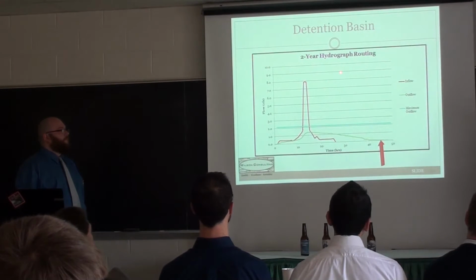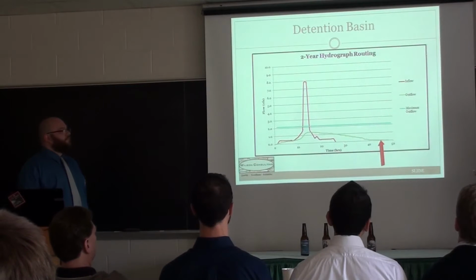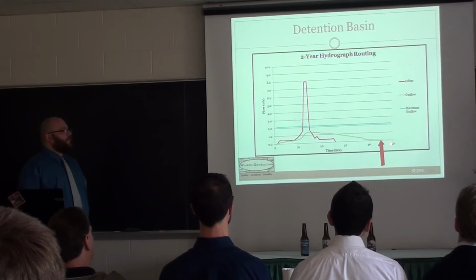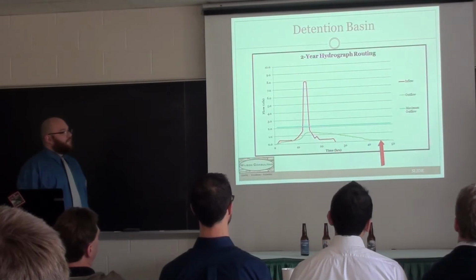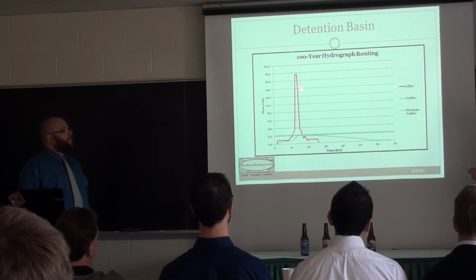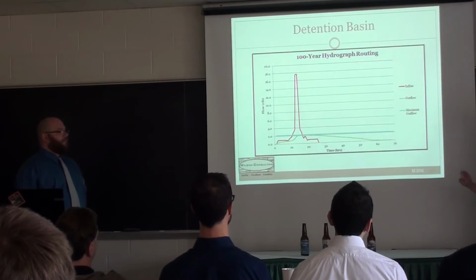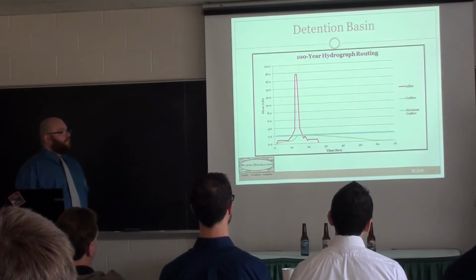So this is the 2-year hydrograph. You can see that the peak inflow is about 8 cubic feet per second, and after routing it through the basin, the new peak outflow is 1.4 cubic feet per second. It is also important to note that at approximately 45 hours, the outflow is approximately 0, meaning that the storm has drained within the required 24 to 48 hours. This is the 100-year design storm hydrograph. The peak is much higher at about 17.5 cubic feet per second, and the new peak is at 2 feet per second, which is below the required 2.2 cubic feet per second.